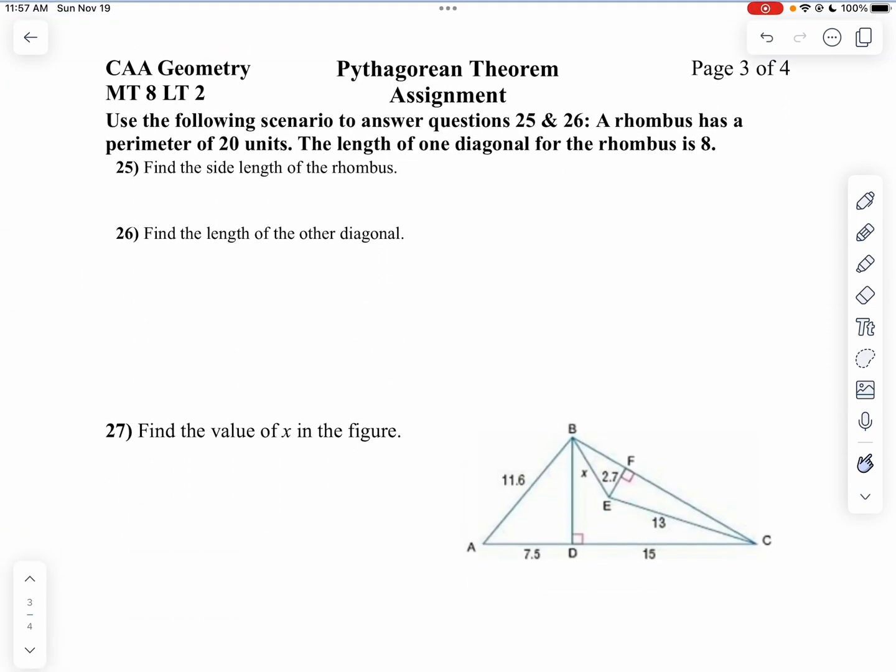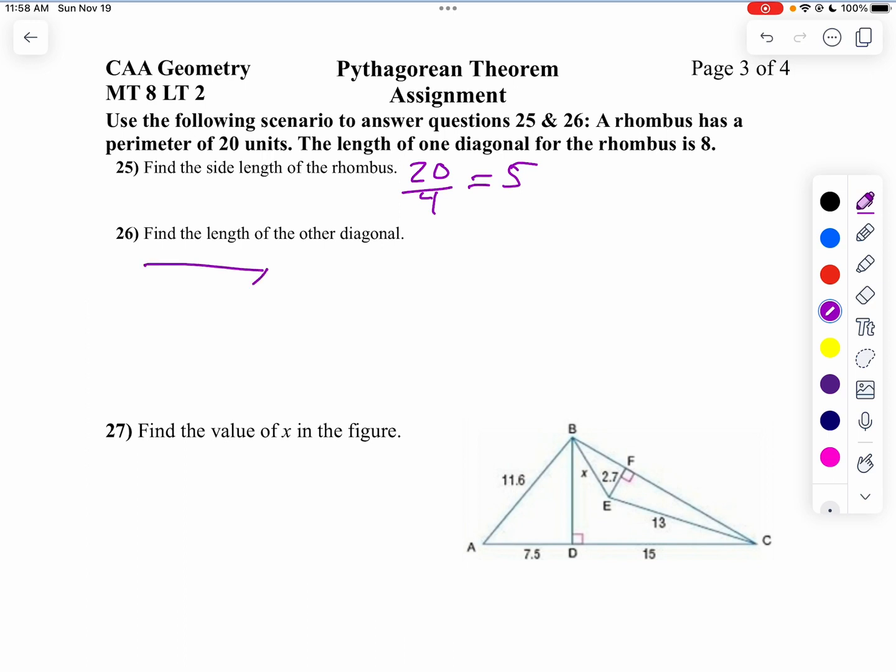Okay, question 25. I've got this rhombus, and I want to find the side length. I know the perimeter is 20, so that turns out pretty basic. I take 20 divided by 4, and each side is 5. Then I want to find the length of the other diagonal. Let's draw this in. So I've got this rhombus. I didn't draw it very well, but I know each side is 5.